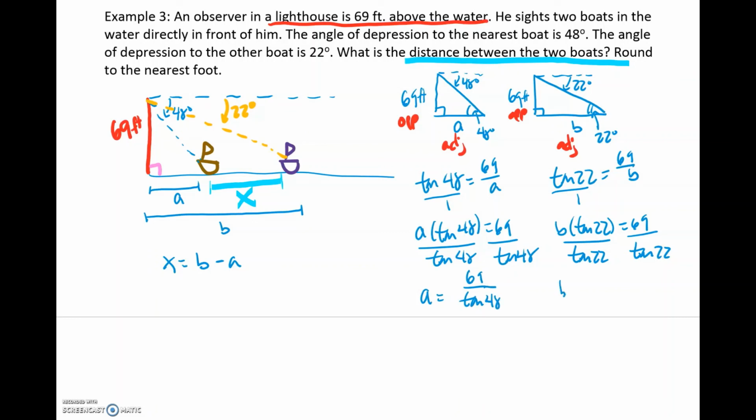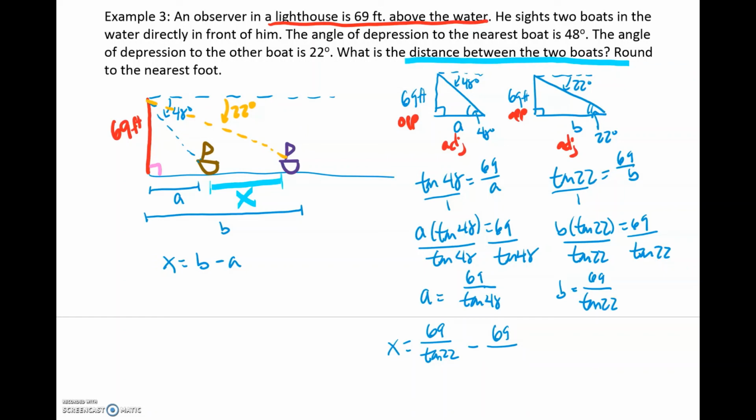Remember, we only want to round every answer once if possible. So I'm not going to round these two values of A and B. I'm going to go ahead and set this up and say, well, X is the difference of B, which is 69 divided by tangent 22, minus A, which is 69 divided by tangent 48. And I'm going to actually put that into my calculator.